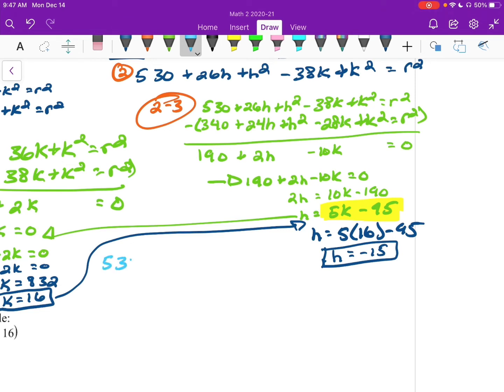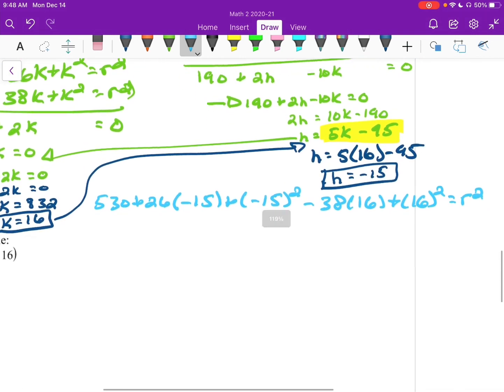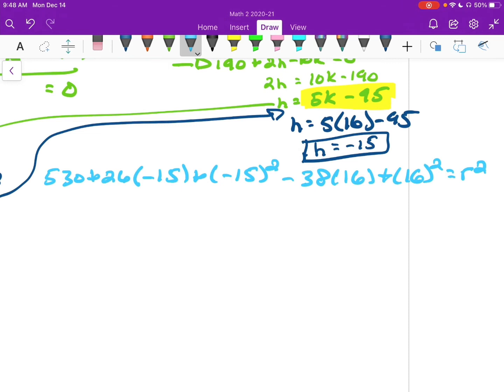So 530 plus 26 times h, which is negative 15, plus, well, that's not all going to fit there, is it? 530 plus 26h, which is negative 15, plus negative 15 squared, minus 38 times 16, plus 16 squared equals r squared. All right, nice long equation. If you notice, everything on the left is a constant, so we could just type that whole string into our calculator, and that's what I'm going to do.